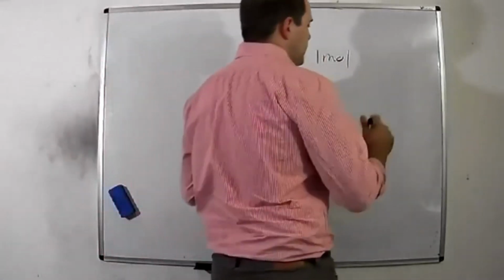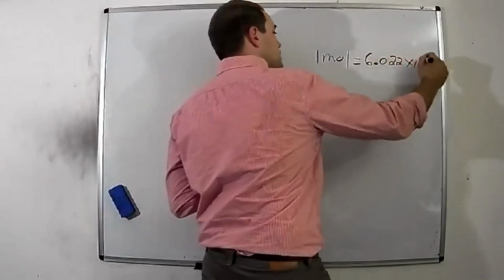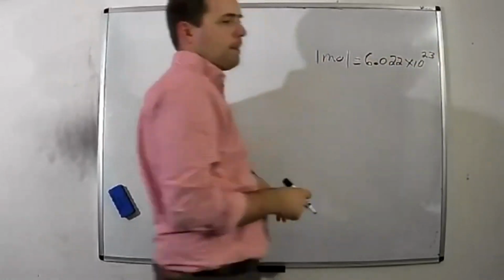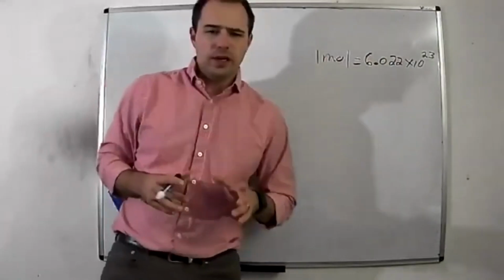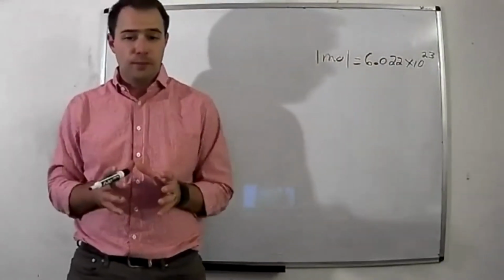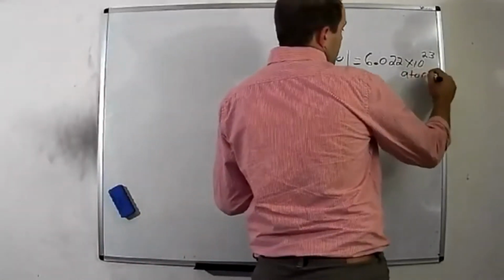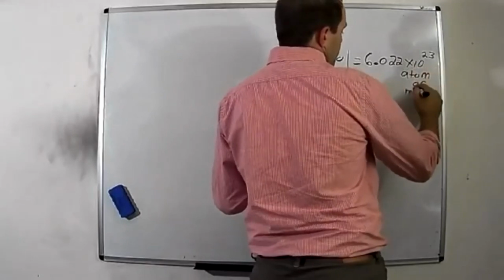Anyway, 1 mole is 6.022 times 10 to the 23rd of something. Now, if you are talking about having anywhere near a mole of something, that something has to be small, which means it's going to be either an atom or a molecule.